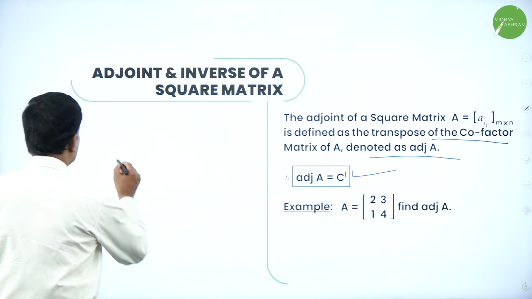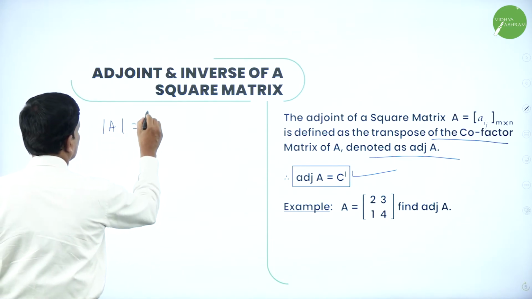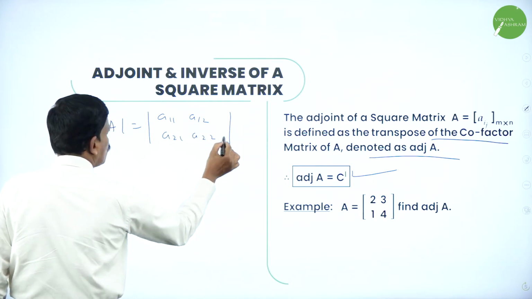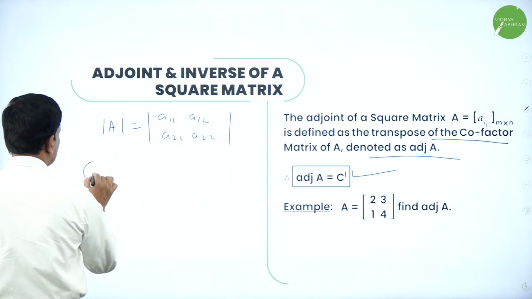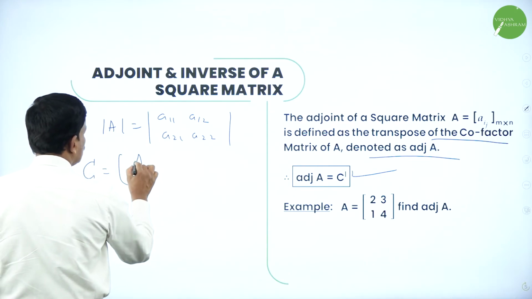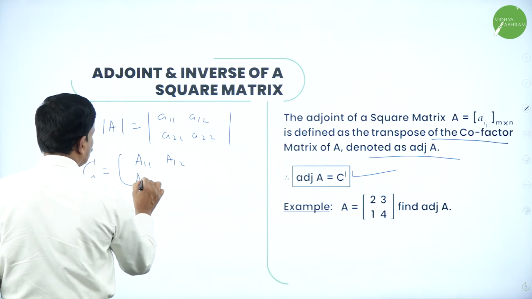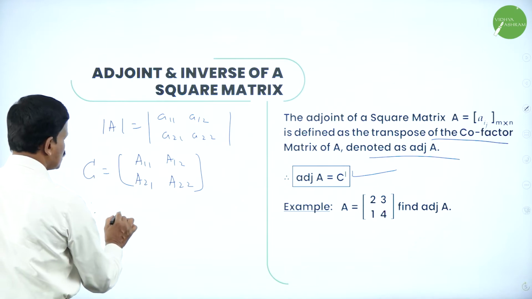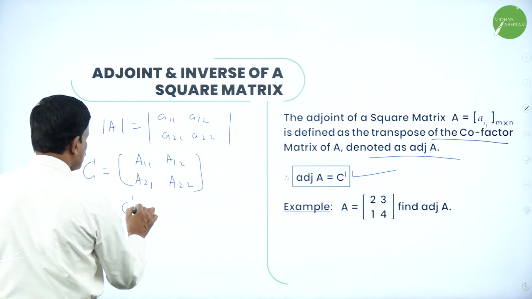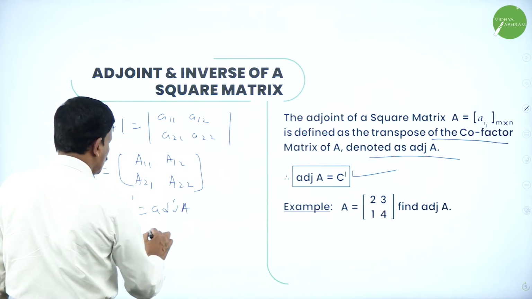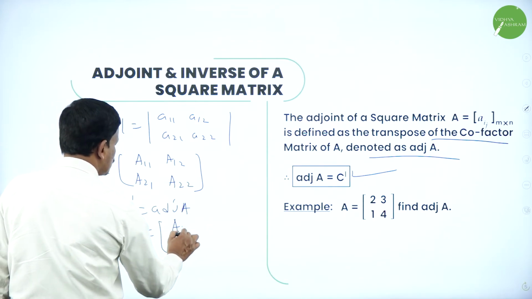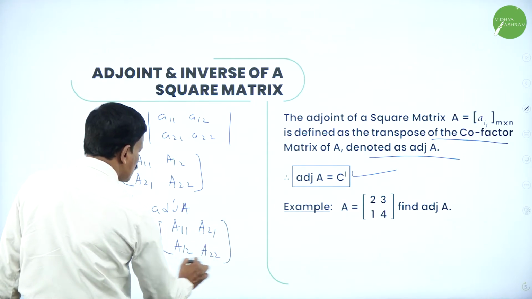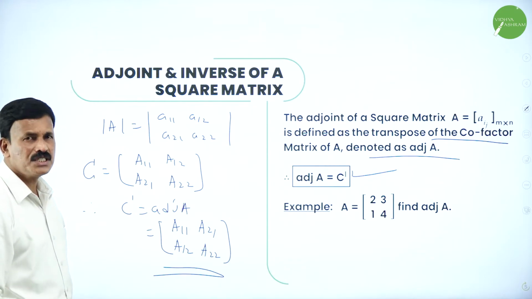See here, for example, consider this determinant A11, A12, A21 and A22. Suppose the cofactor matrix for this is A11, A12, A21 and A22. Then the adjoint of this is given by its transpose, C dash, which is equal to the adjoint of A. This is written like this, and this is the adjoint, denoted as Adj.